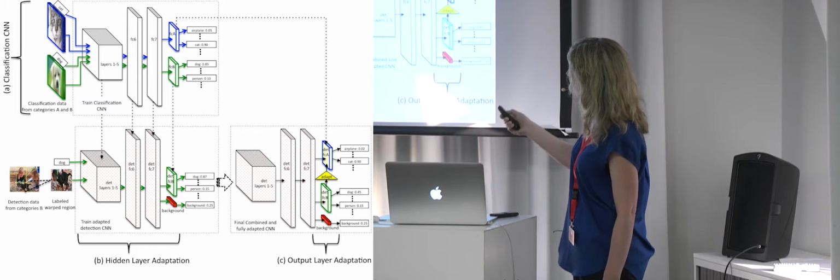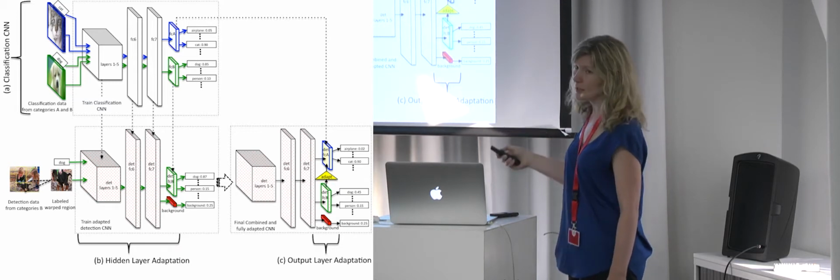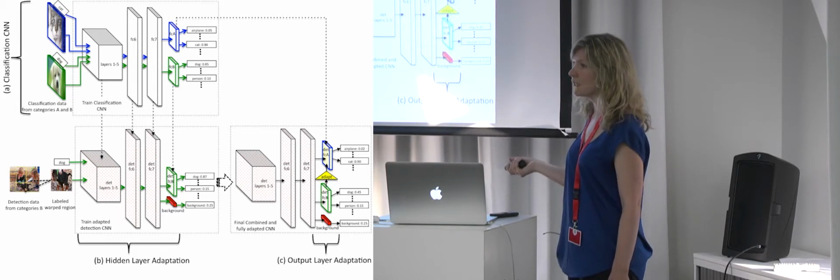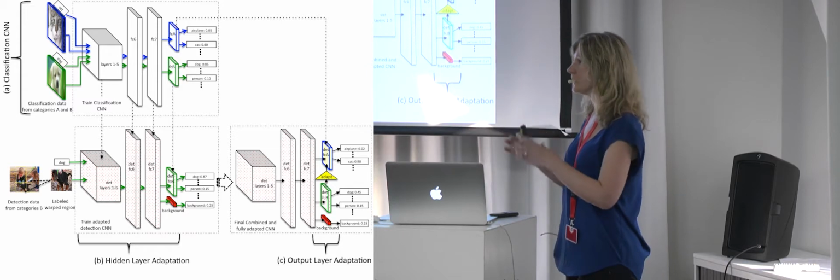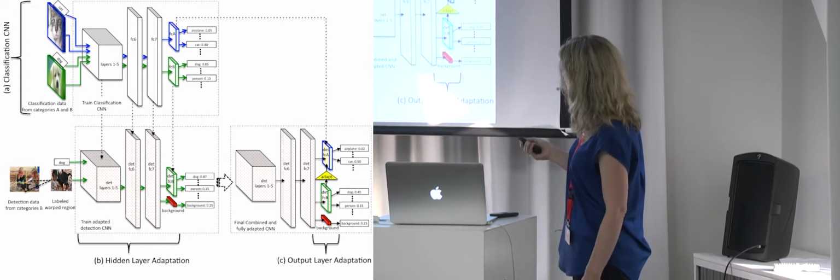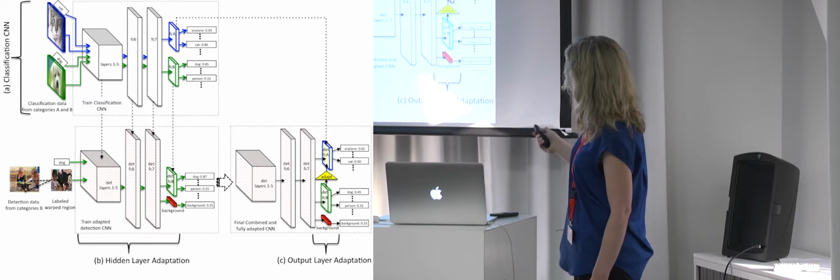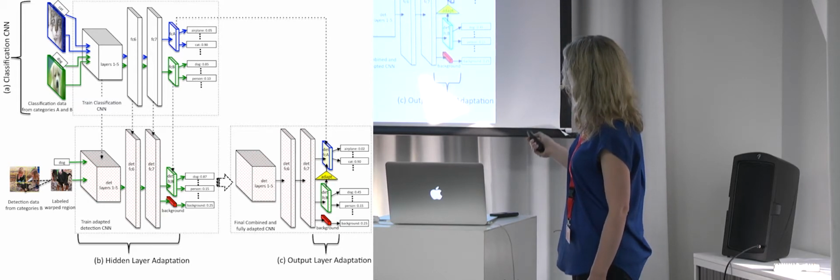Remember, we didn't have this output layer. We couldn't fine-tune this on the detection data because we had no detection data for these object categories. Imagine these are the 20,000 object categories that we have no detection data for. So here we just take that output layer and plug it directly into this network.